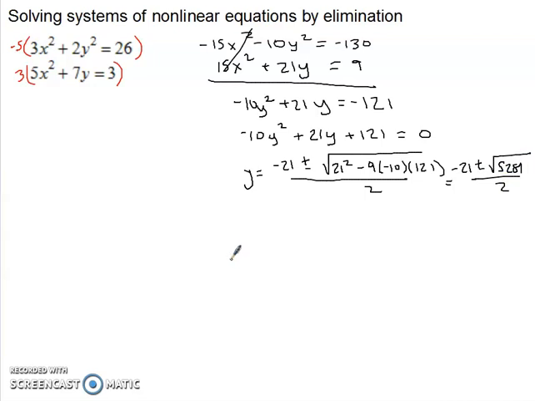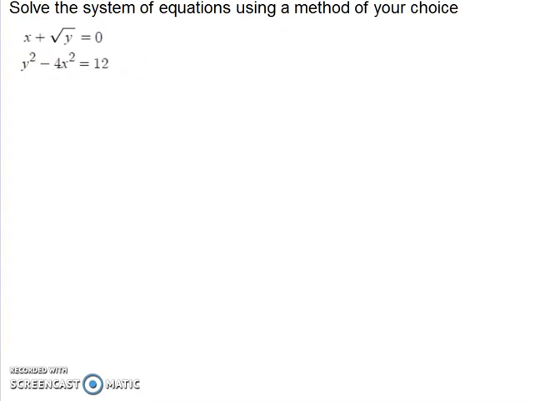And now that we have our two solutions for y, we go back and we plug those in to find x. So 5x squared plus 7y equals 3. We replace my y with negative 21 plus root 5281 over 2 and negative 21 minus root 5281 over 2. I'm going to go ahead and stop here with this one and take a look at our last one, which I would like for you to go ahead and pause the video and try again on your own before I walk you through it.